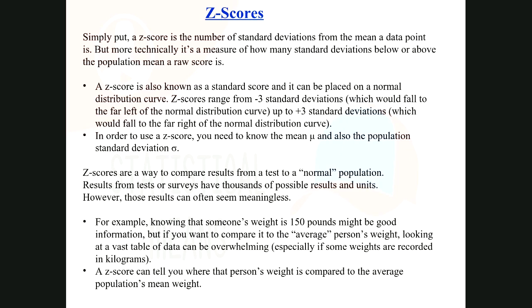All right. Okay. You can pronounce this as z-scores. I like to pronounce it as z-scores since this is Canada, and I know I grew up here and followed the British way of pronouncing the letters. So for me, it's a z-score. So simply put, the z-score is the number of standard deviations from the mean a data point is. But more technically, it's a measure of how many standard deviations below or above the population mean a raw score is. So can somebody tell me why that's important to know?